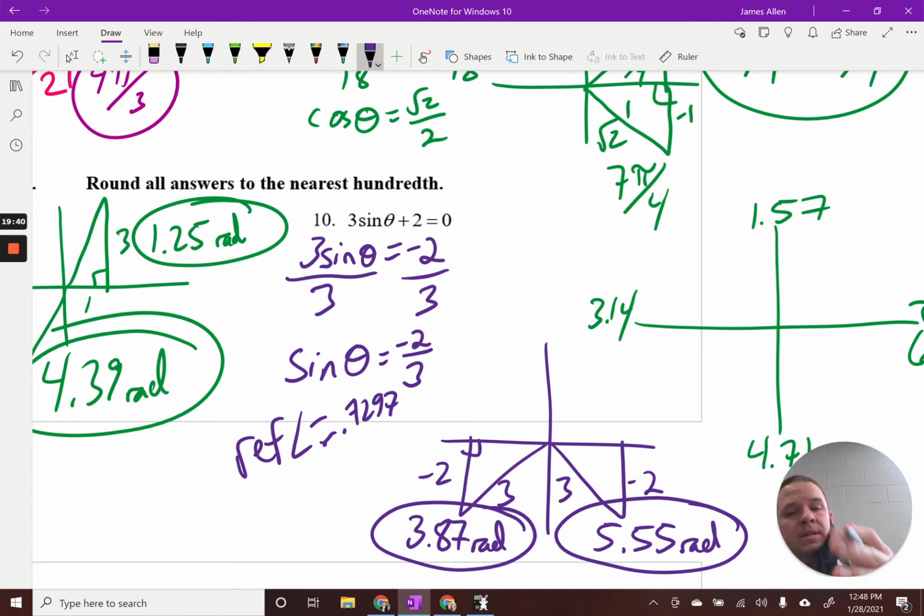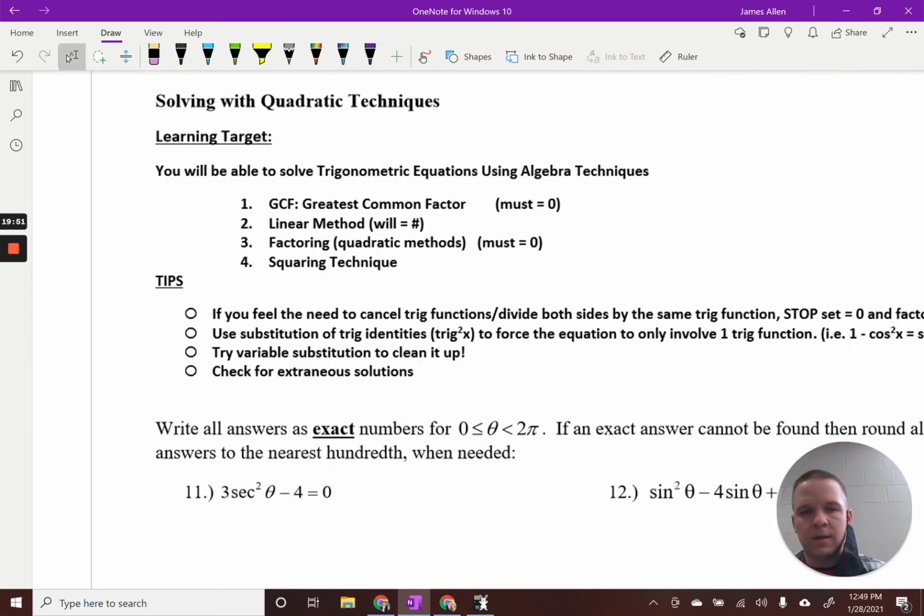All right. So find your reference, position it, by either adding or subtracting from pi or subtracting from 2 pi. Awesome, fantastic. I've said it a million times now. I think we can move on.